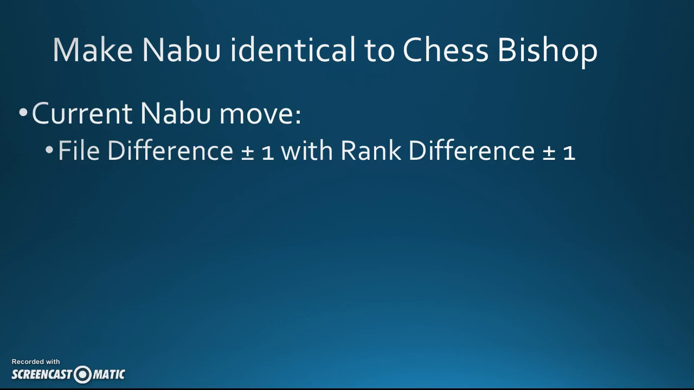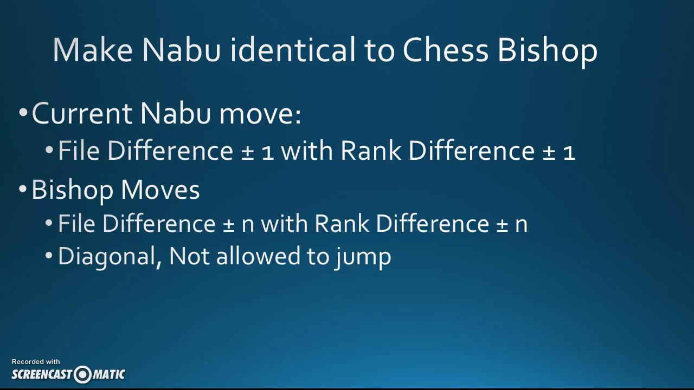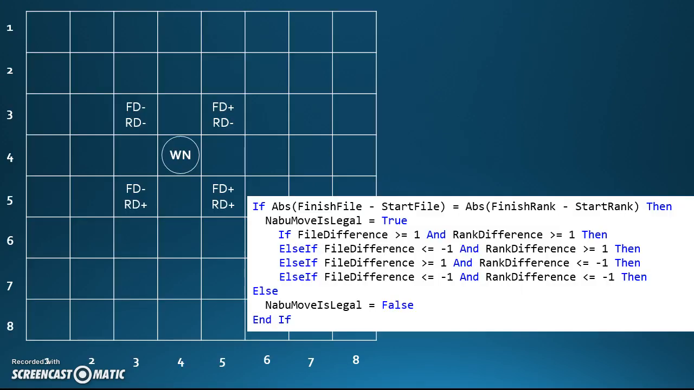The current Nabu moves diagonally in any direction one space, and the bishop can move any number of squares diagonally. Neither are allowed to jump, so we need to make sure we understand that. Now, this is the current bit of code that basically checks the Nabu, but it also makes sure that this absolute is 1, so it can only move to these squares.